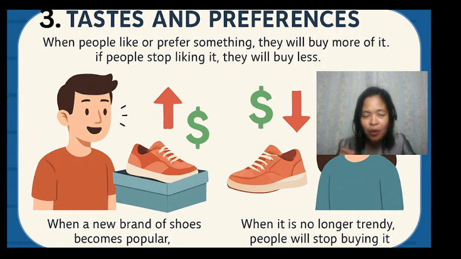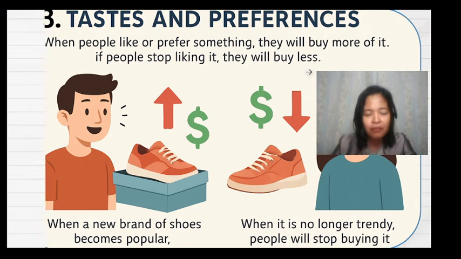All right, so I hope that is clear, that tastes and preferences will determine demand. Another example: when your product is delicious enough as compared to your competitor, then more people will buy from you. There will be more demand because they like the taste of your product. All right, so let's move on to the next determinant of demand.